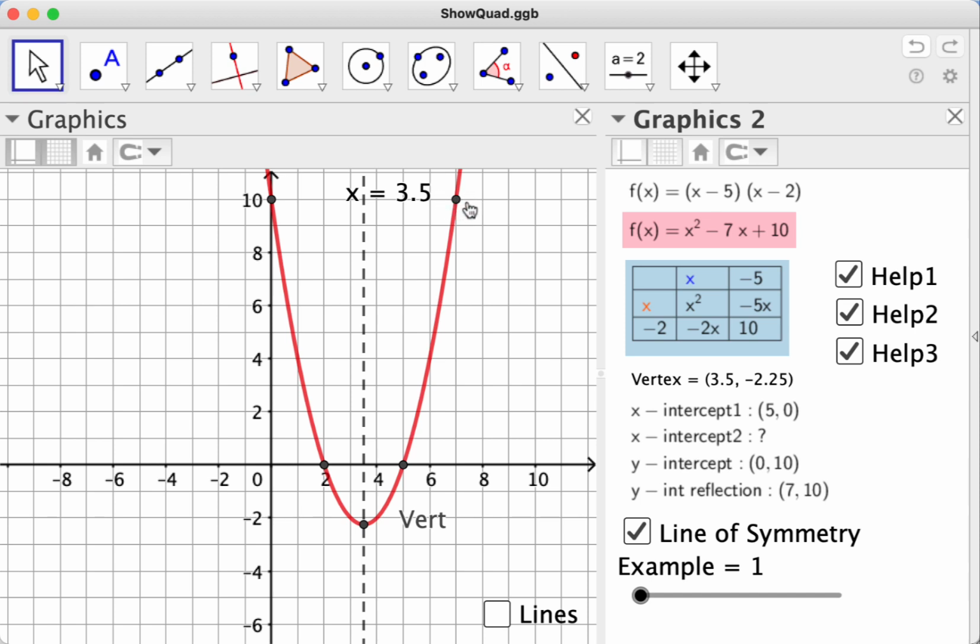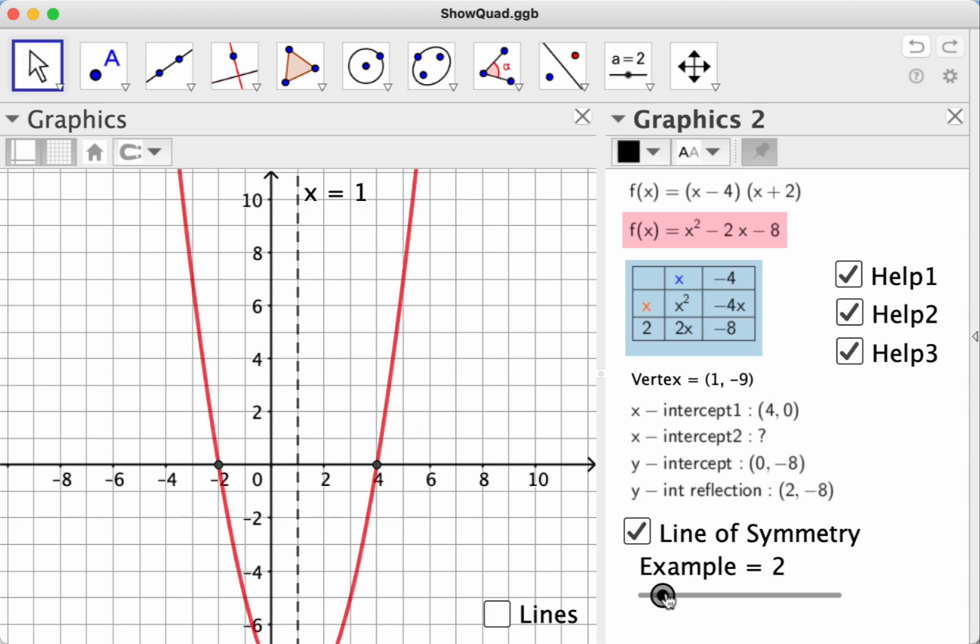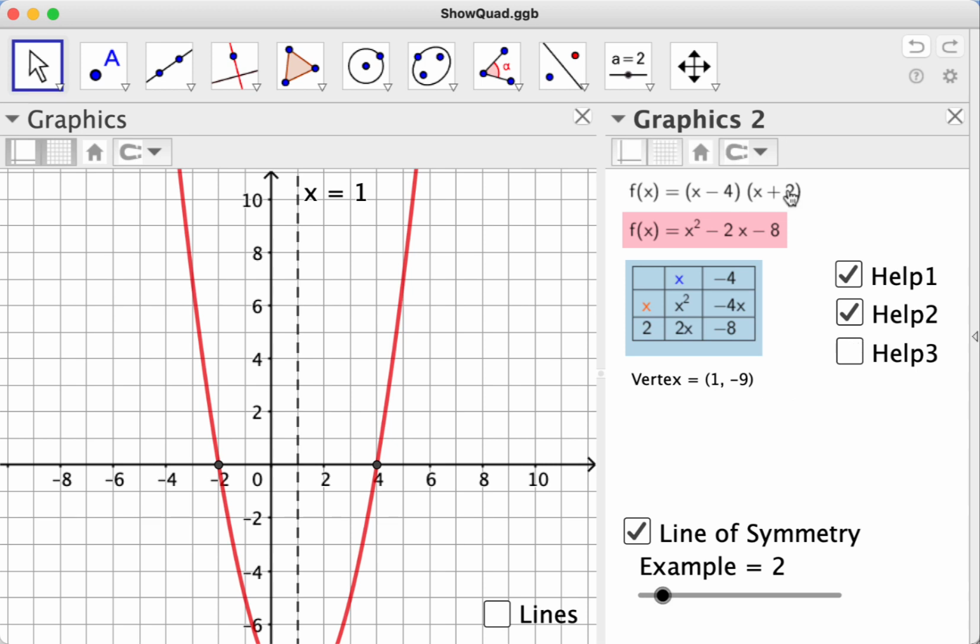One quick way of doing this is saying you take the x value of the vertex and just double it, and you'll get the x value of this point right here. So very quickly we can come up with 5 different points, and from those 5 points we can sketch a rough version of the graph. And so you'll see that when we go to x minus 4 times x plus 2, now our x-intercepts are at x is equal to positive 4 and x is equal to negative 2.